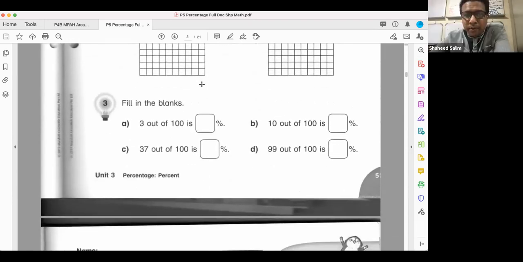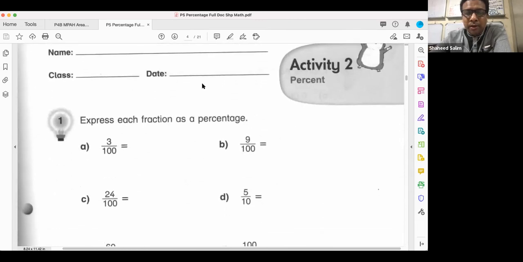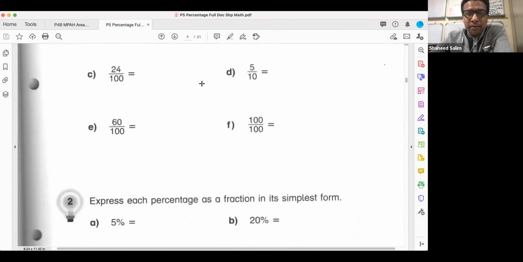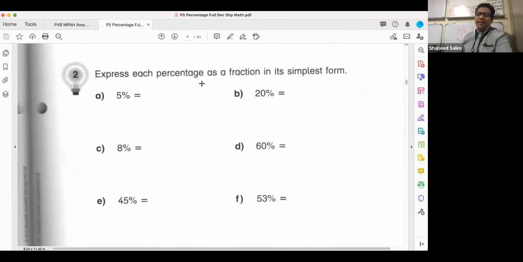This one. Can we try? Have we done A, B, C, D? Yes, we have. Have we done this one? We have, right? Now number 2, A, B, C, D, E, F.